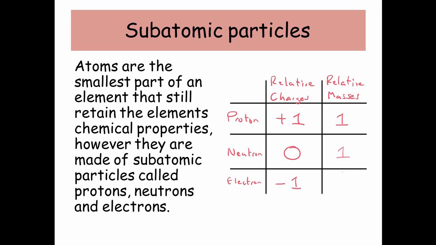Now both the proton and the neutron have got the same relative mass of 1, whereas it would take 1,840 electrons to equal the mass of a proton or a neutron.